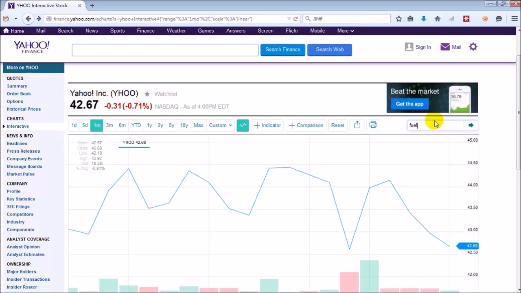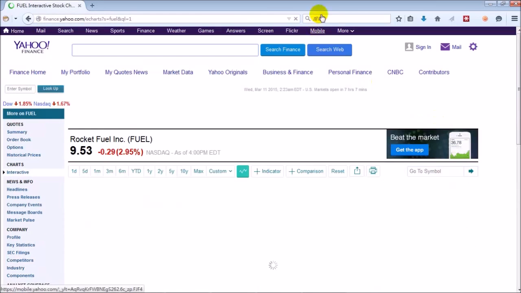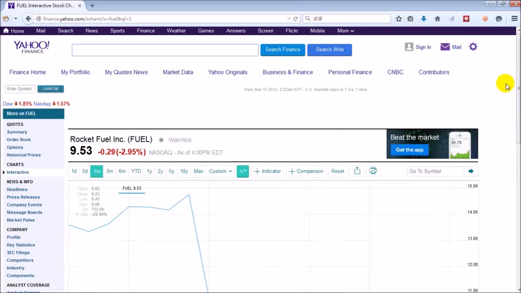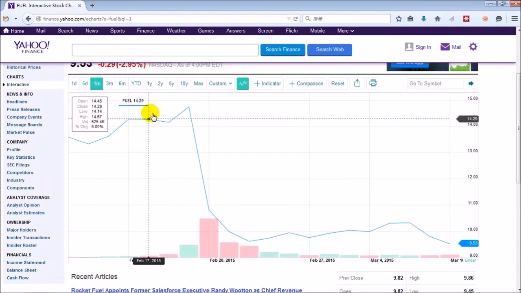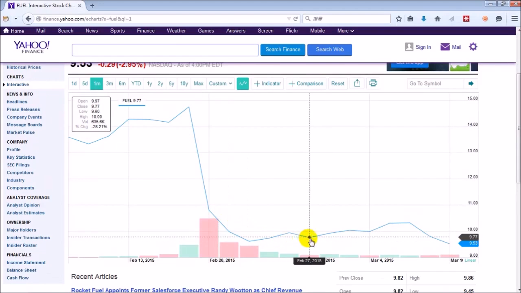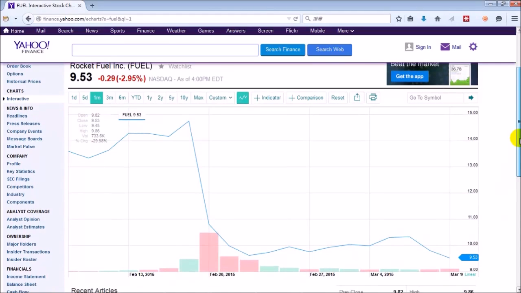Let's check out a stock called Fuel. Let's see its line chart. So this is the line chart for the past 1 month. And you can see, if you've ever taken a calculus class, this is a continuous line. But you're missing one very important piece of what happened to Fuel in the past month. And the only way you can see that piece is by changing how we graph the chart.